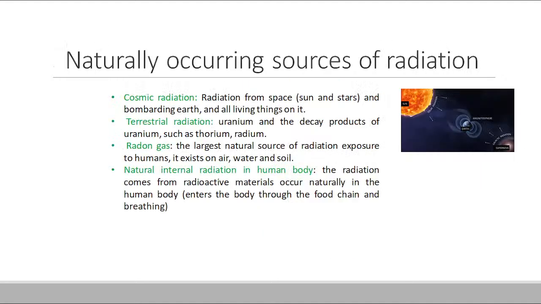Cosmic radiation: radiation from space, the sun and stars, and the Earth and all living things on it. Terrestrial radiation: uranium and the decay products of uranium such as thorium and radium. Radon gas is the largest natural source of radiation exposure to humans. It exists in air, water and soil. Natural internal radiation in the human body: the radiation comes from radioactive materials that occur naturally in the human body and enter the body through the food chain and breathing.